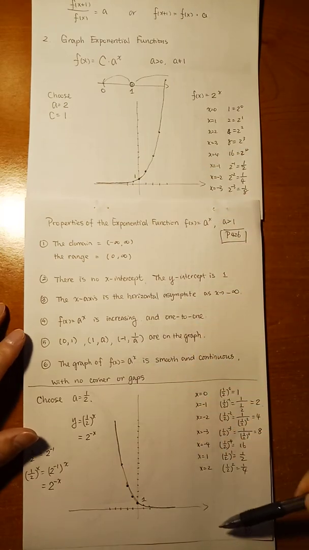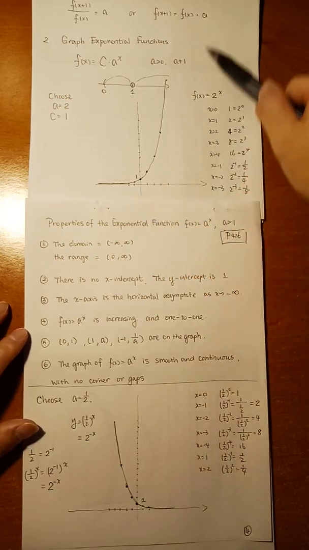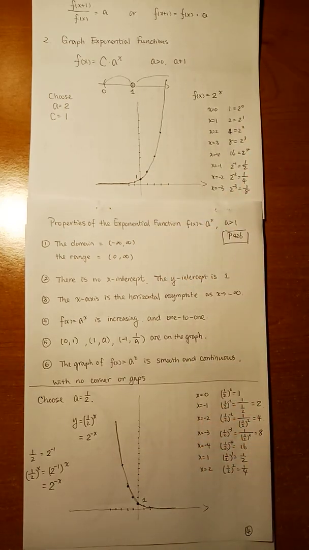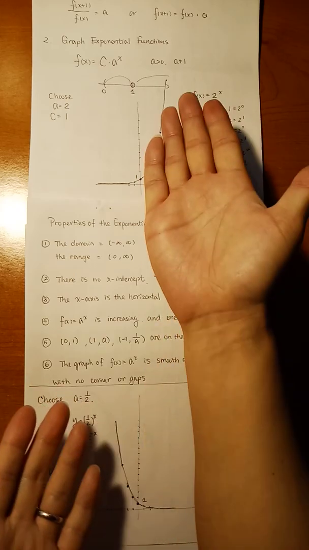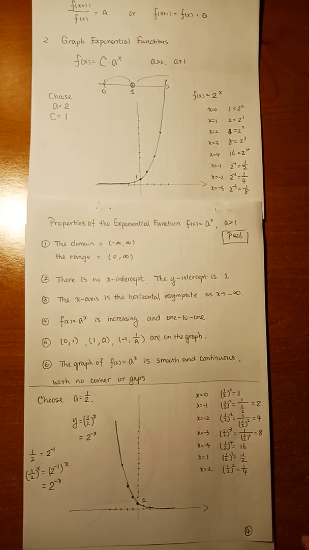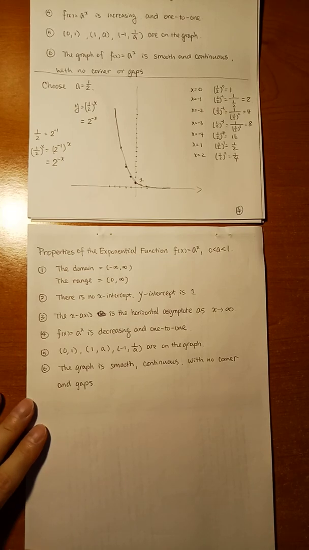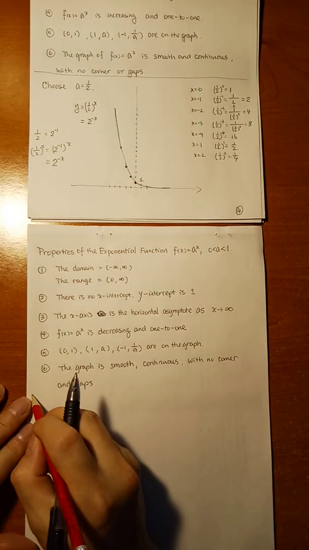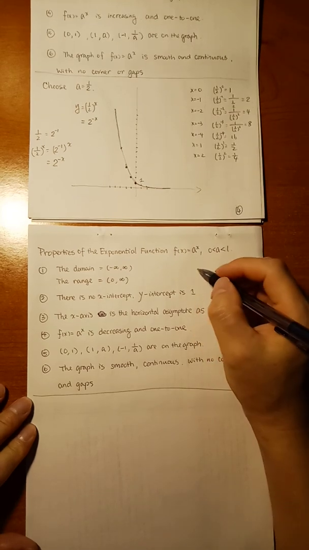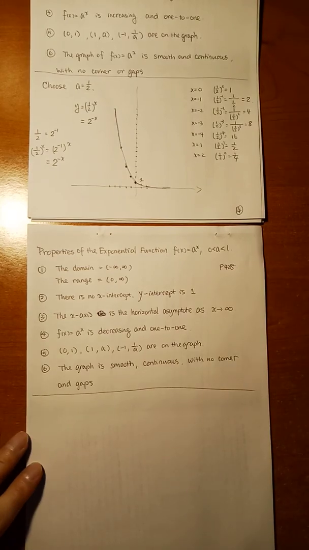One goes up, the other one goes down. Base greater than 1, it goes up. Base less than 1, it goes down. Except that they are symmetric. If you reflect one to the other part, you will get the other one. So all the properties are similar. This list of the properties is on page 428.